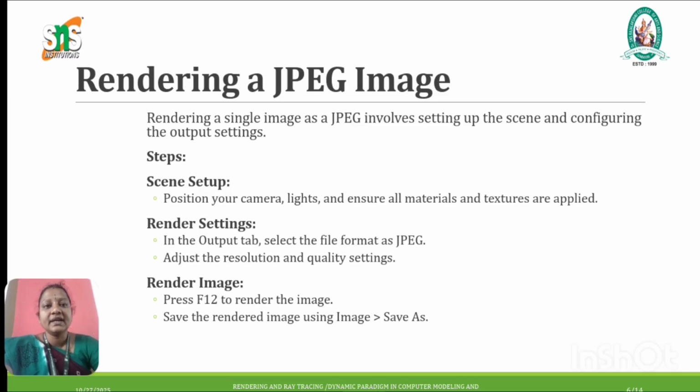Next is rendering a JPEG image. Before that we saw rendering movies and audio. Here we are going to render a JPEG image. It involves setting up the scene and configuring the output settings. It is a single image, for which we use the JPEG format for the output with the settings.